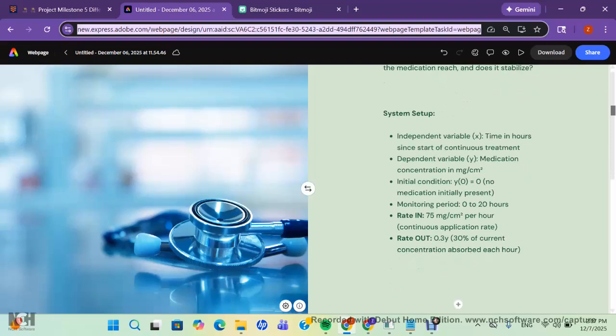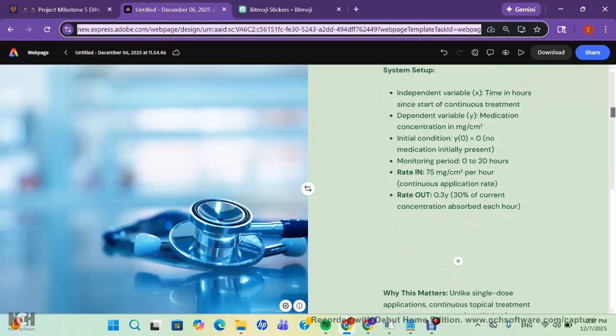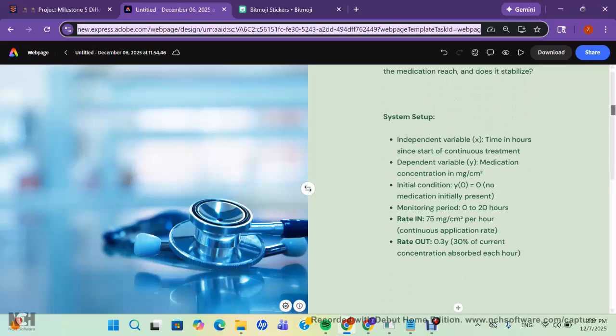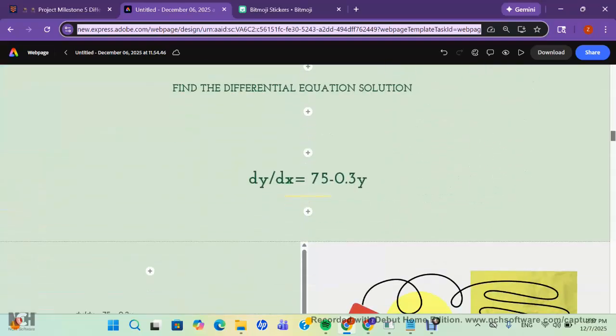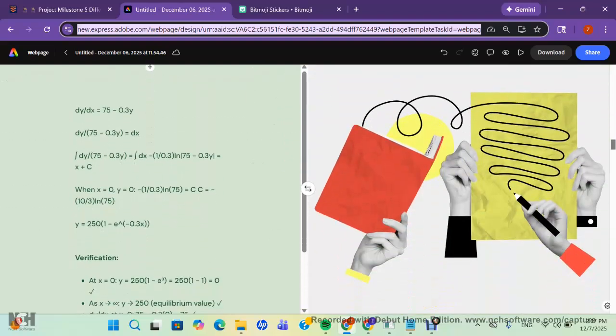So now getting into the math, the scenario is described by a differential equation, and the differential equation is dy/dx = 75 - 0.3y. So breaking down what that means, dy/dx is the rate of change of the medication concentration over time. The 75 represents the medication being continuously applied. That's our rate in. And the minus 0.3y represents medication being absorbed, and that's our rate out. And then when you add them together, you get the rate of change.